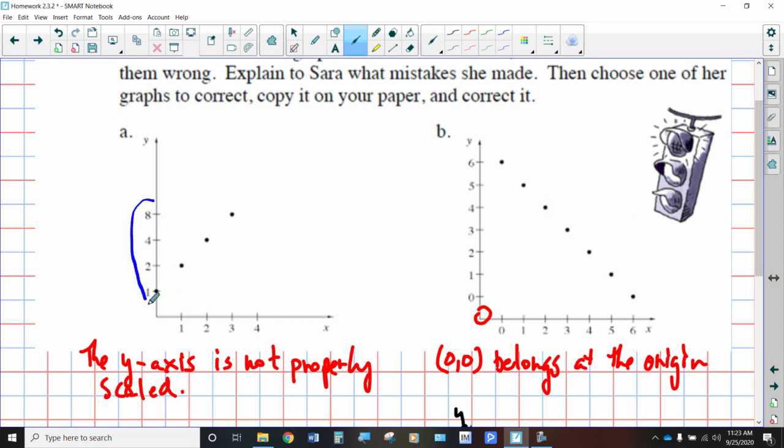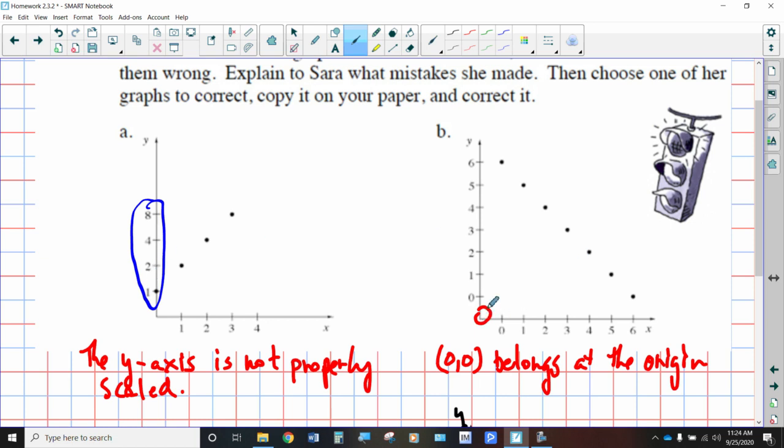Well, here, look at the counting sequence along the y-axis. Are you counting by 1s? Are you counting by 2s? Are you counting by 4s? There's a mistake there. You should be having either counting by 1s, 1, 2, 3, 4, or counting by 2s, 2, 4, 6, 8, but you can't have a change in the counting intervals. So that is not scaled properly.